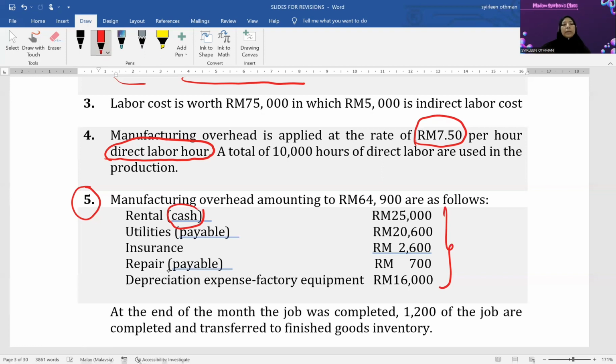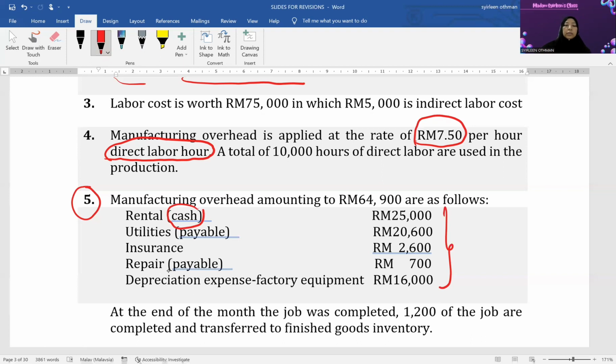So kalau dia dah dibayar, kita tak akan credit rental payable. Okay, tapi we understand duit dah keluar. So the cash accounts or the bank accounts will be credited. Okay, so utilities, repair, that is your payable account.